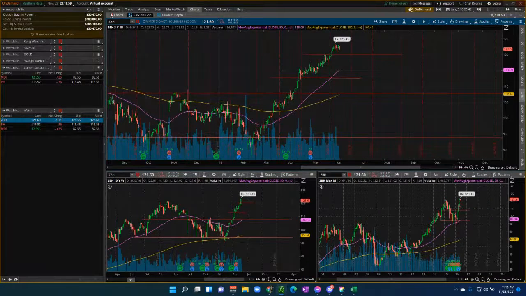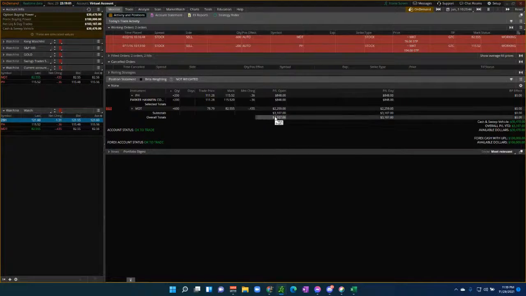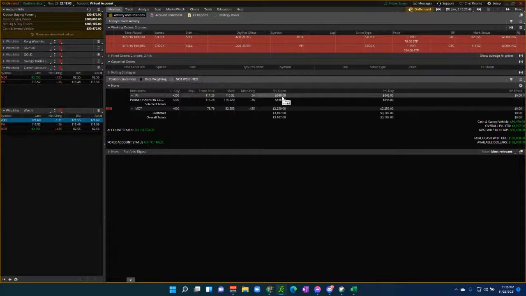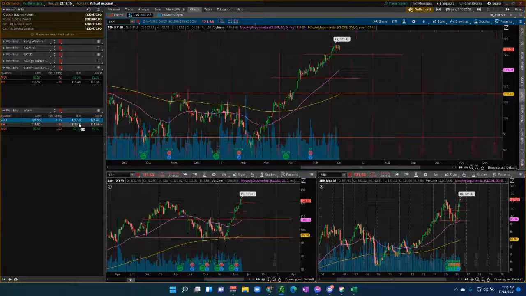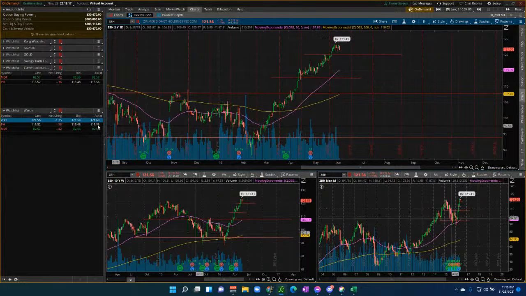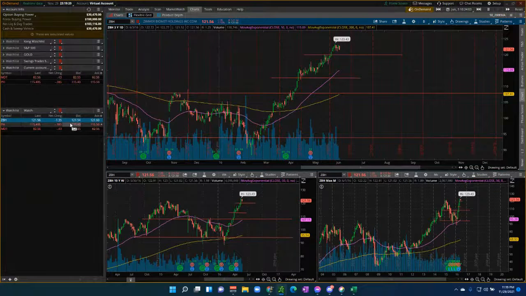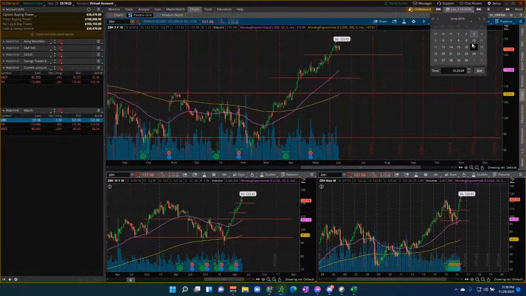So let's look at our performance. We're about $3,000 up, $800 on ZBH, about $2,300 on MDX. We're pushing all-time highs on it, so very good. And as these ones are doing well, our concern is to try and get into a new position, right?